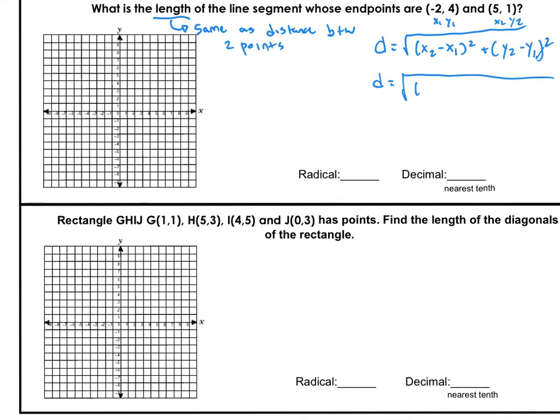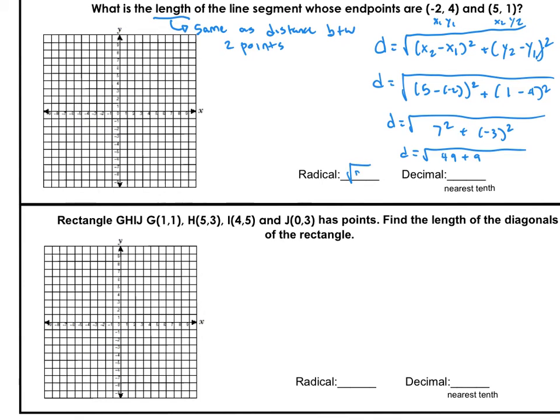x2 is 5, so it's 5 minus negative 2 squared. Keep in mind how I'm watching my negatives there. Plus 1 minus 4 squared. My distance is going to be equal to 5 minus negative 2 is 7 squared, plus 1 minus 4 is going to be equal to negative 3 squared. Keeping my negatives in those parentheses. The distance is going to be equal to 49 plus 9. And so as a radical, if you add that together, you get the square root of 58.